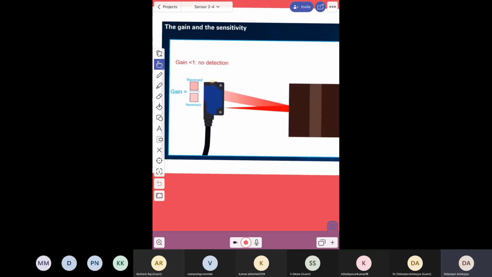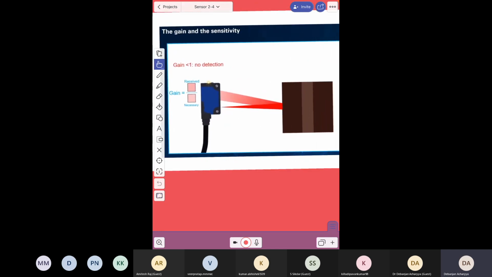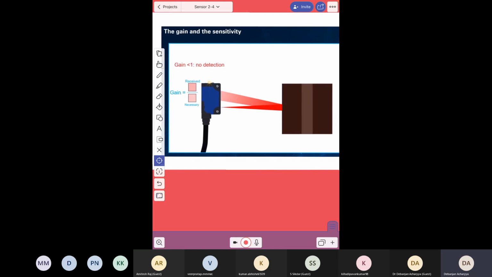Now, this is a very basic principle of the gain and sensitivity of this particular photoelectric sensor. If the gain is less than 1, that means the gain means received by necessary. Okay, so there is a calibration in this kind of photoelectric sensor for a transparent object, for a non-transparent object, and for a semi-transparent object.